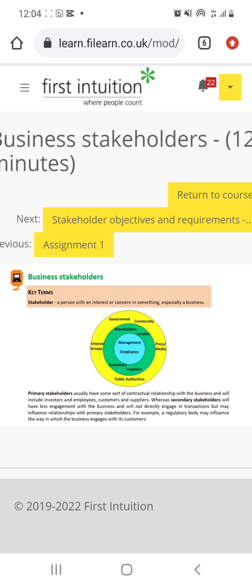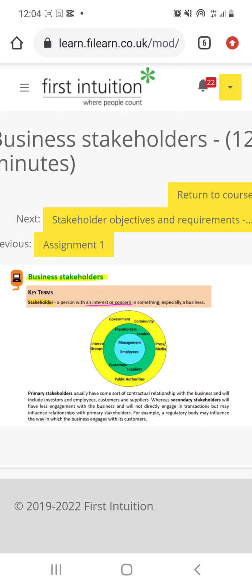We're now going to look at business stakeholders, their objectives and requirements, the impact they have on a business, and their attitudes to risk. Let's start with a definition of stakeholders. A stakeholder is a person with an interest or concern in something, especially a business. We can see a visual representation on the page here.